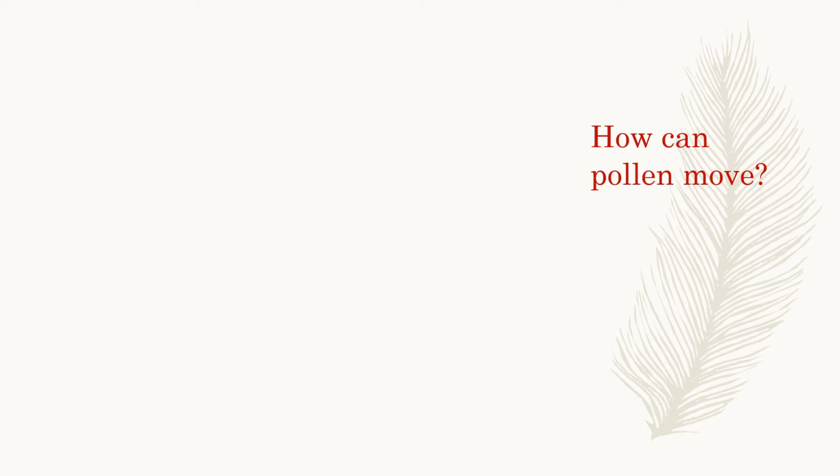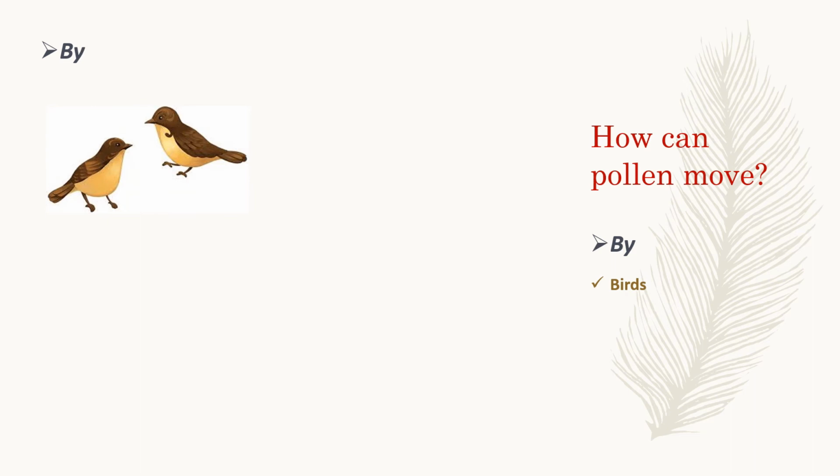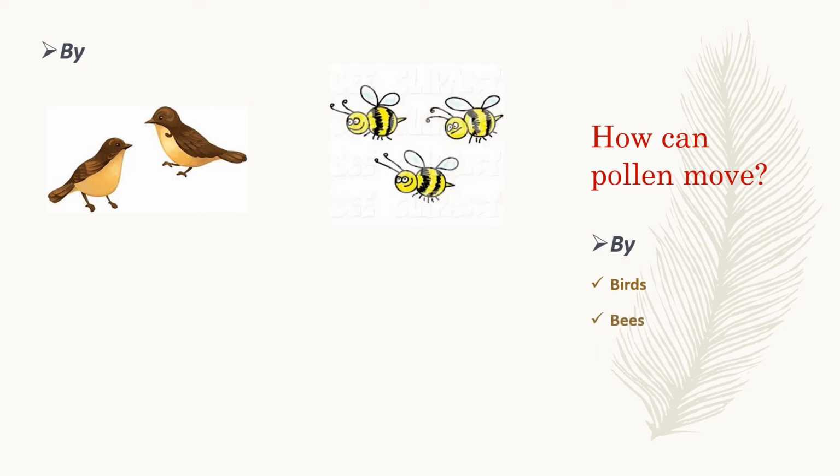Okay, how can pollen move? Now we need the pollen to move from this flower to the soil to make a new plant. How does this happen? Birds. Birds can carry pollen from the flower and put it on the soil. So birds can help pollen to move. And what else? Bees. And also bees, when they stand on the flowers, will carry the pollen on their legs like birds and then fall them on the soil, making a new plant.